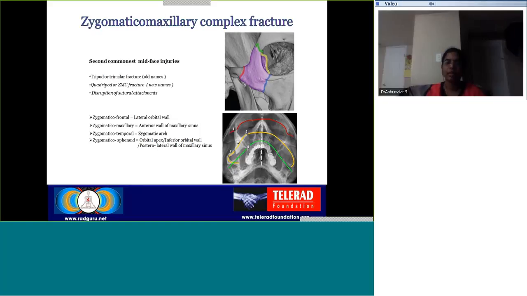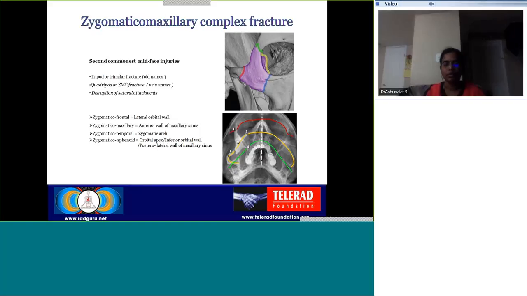Next coming is the zygomaticomaxillary complex fracture. This is the second commonest mid-face injury. Previously it was called the tripod fracture because they had not taken into account the zygomaticosphenoid fracture, which is not well seen in the X-rays. But now because of the addition of the zygomaticosphenoid fracture, it is now called the quadripod or the zygomaticomaxillary complex fracture. In the fracture, the zygoma itself is not getting fractured.